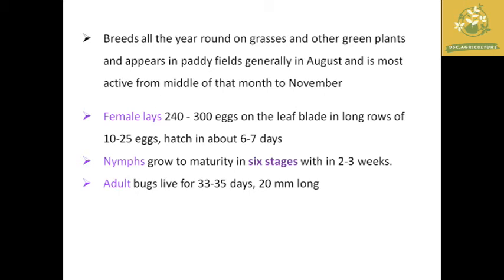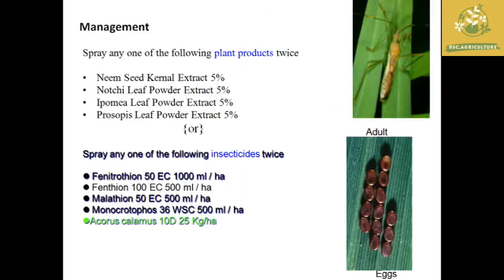And while seeing about the egg laying characteristics, the female lays around 240 to 300 eggs on the leaf plate in a single row, around 10 to 25 eggs at a time, which hatch in a period of around 6 to 7 days. The nymphs grow to maturity in 6 stages at 2 to 3 weeks of interval, and the adult bug can live for around 33 to 35 days, growing up to around 20 mm long, which is 2 centimeters.